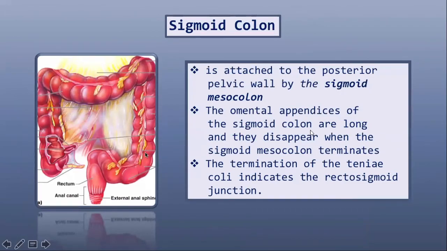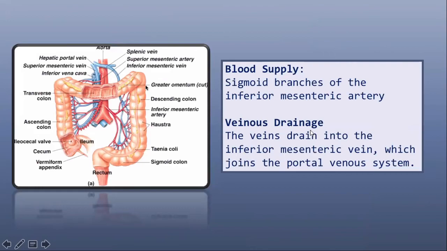And you will notice that the omental appendices are starting to disappear because the termination of your taenia coli would already indicate the start of your rectum. That indicates the recto-sigmoid junction, the beginning of your rectum already. Blood supply again would be coming from the branches of your inferior mesenteric artery, the last transition in the blood supply. And then venous drainage would be to your inferior mesenteric vein.